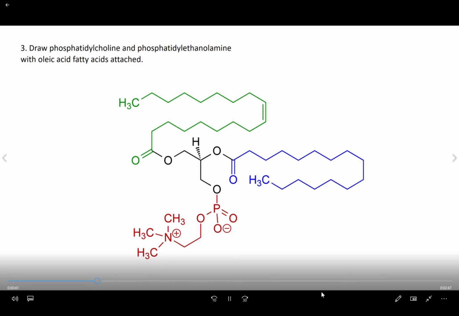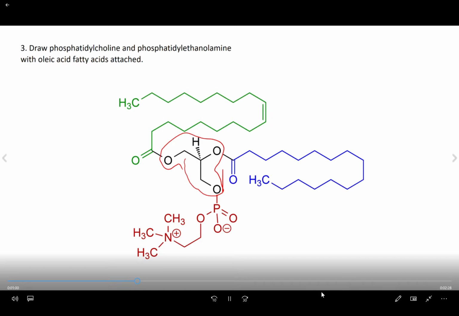The very first thing that we're going to do is draw our glycerol. Glycerol is going to have 3 carbons, each with an alcohol on it. That's the portion that's getting circled right now. Here is the glycerol portion of this structure.